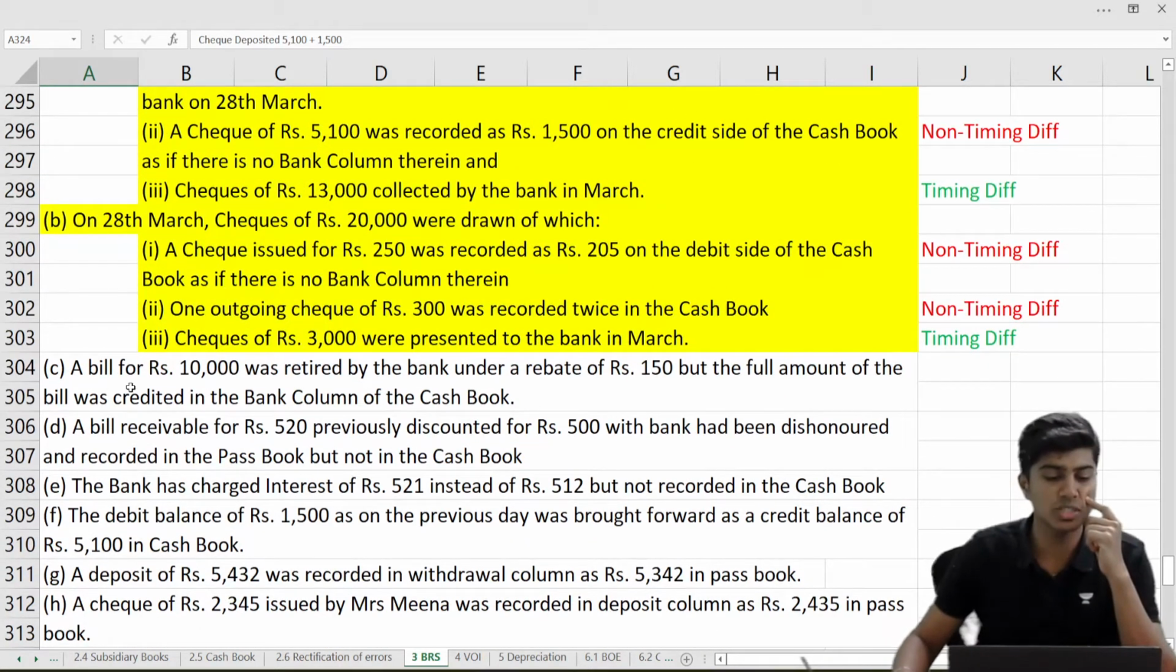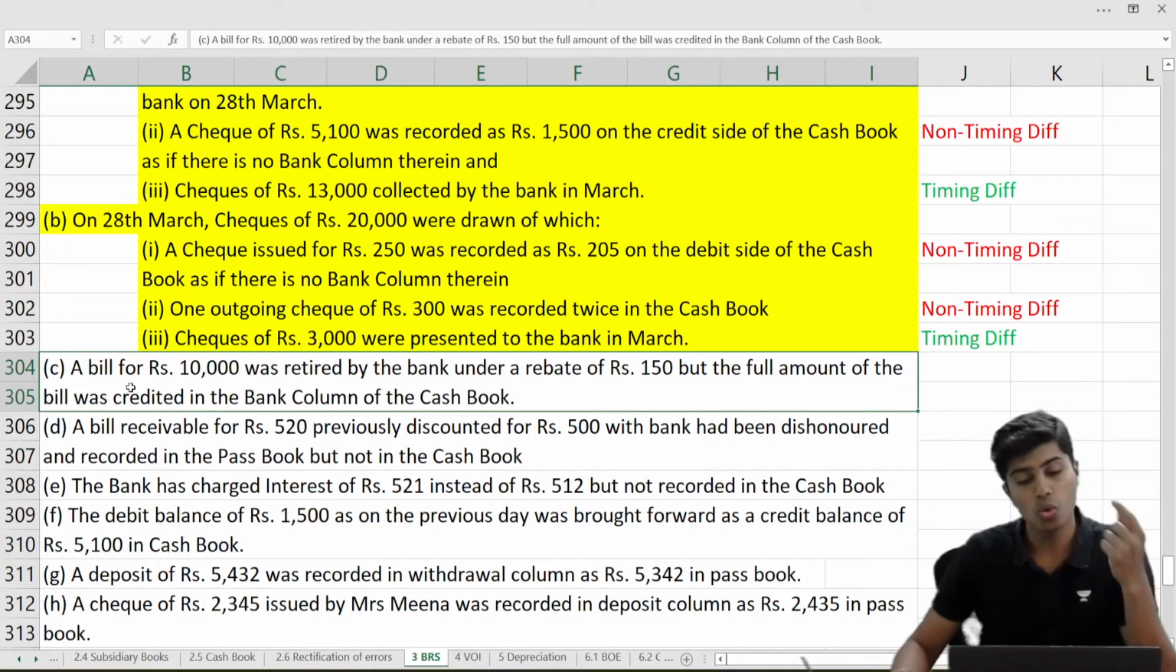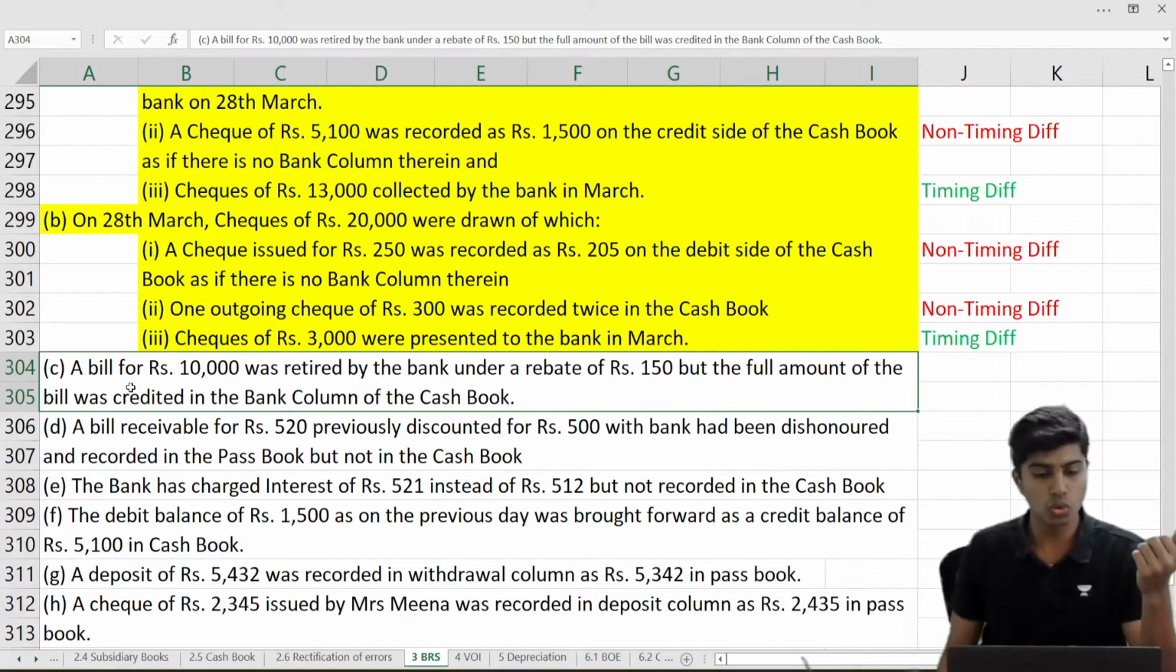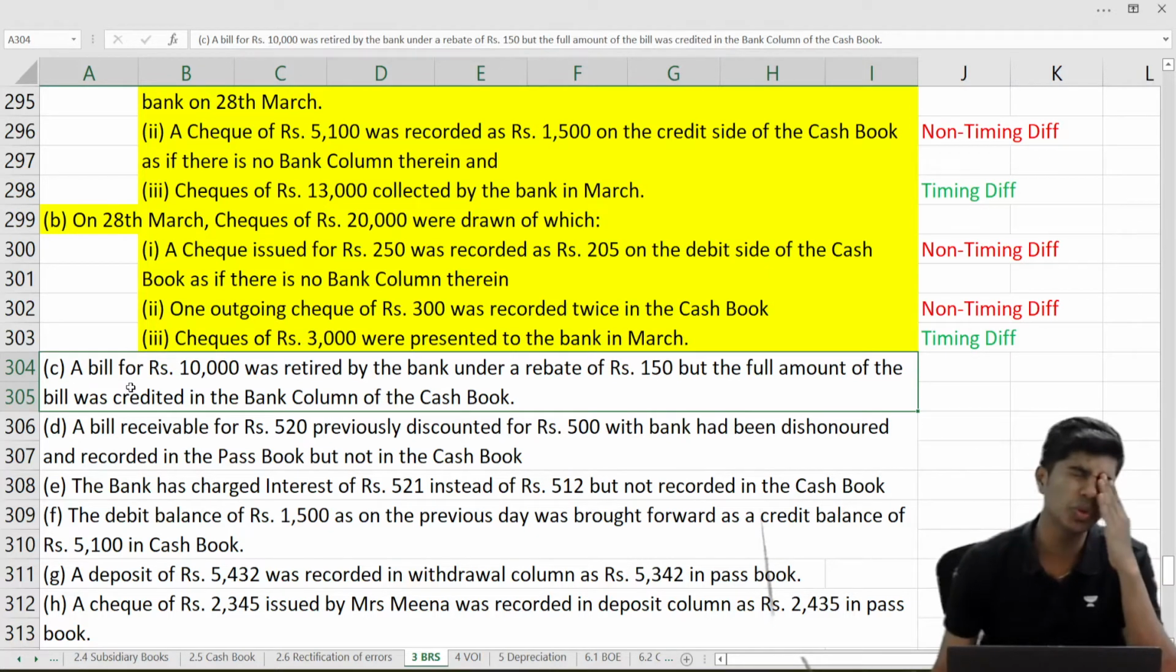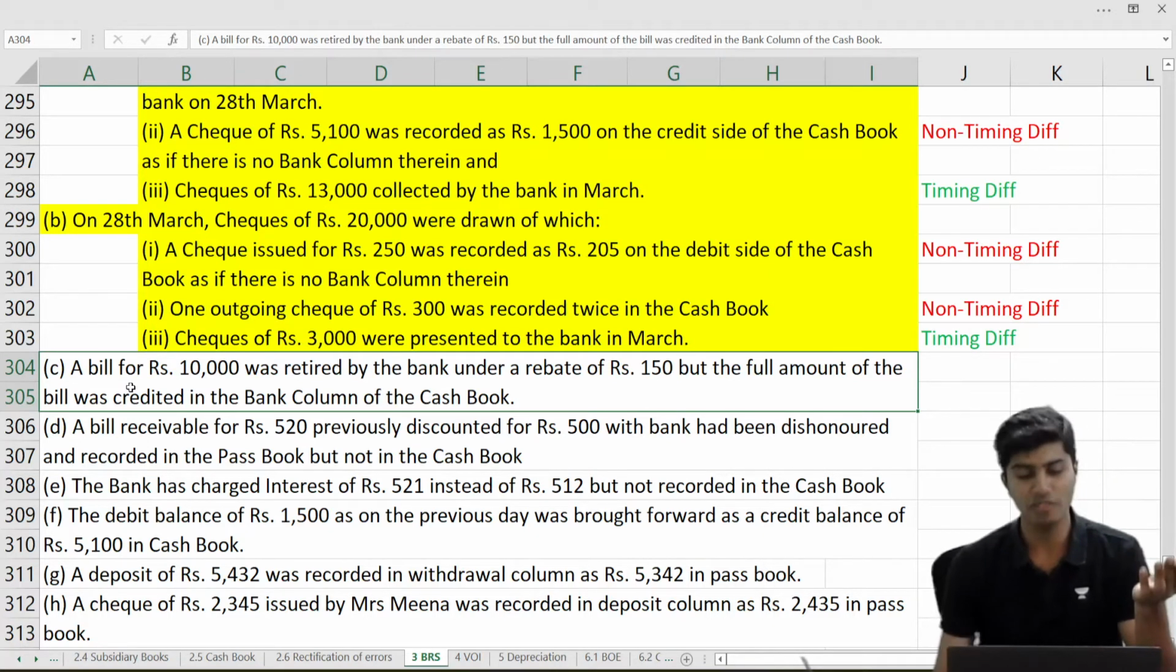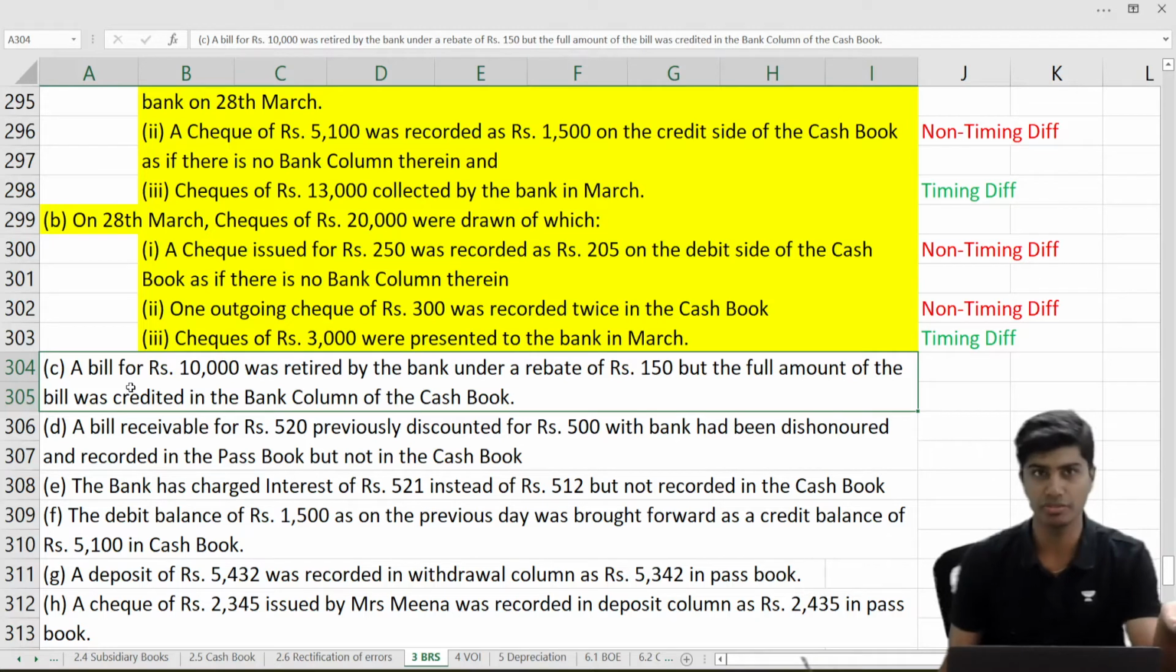We have with us next one: a bill of rupees 10,000 was retired by the bank under a rebate of 150. So 150 rupees rebate is given and it is retired. The full bill amount was credited in the bank column of the cash book. You should basically deduct that 150, and only 9,850 needs to be received basically. Am I right? Retired by the bank under rebate. Okay, 9,850 should be returned.